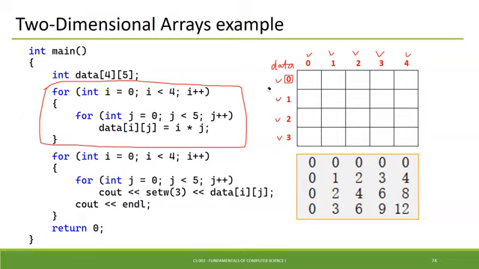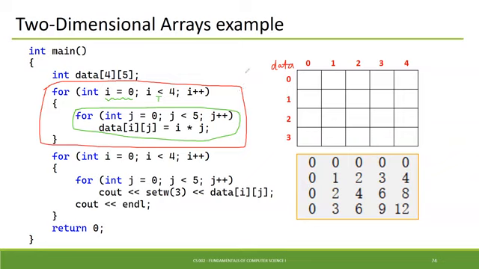So here, when i is 0, this condition is true, right? i is less than 4. So the computer will execute this nested inner loop, and j is 0. Okay, j is 0, and then it is true, so data, let me write down here.